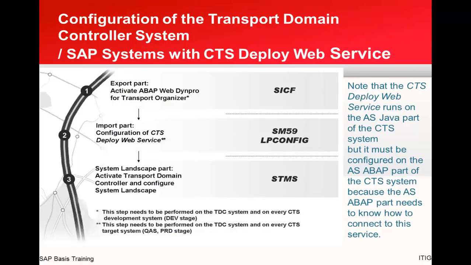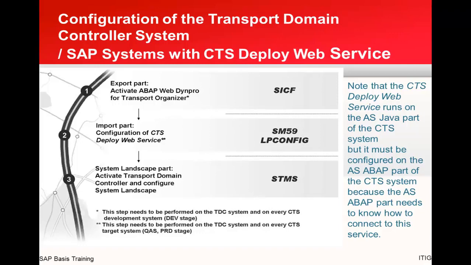Okay, now let's see the key steps for the configuration of the transport domain controller SAP system with CTS deploy web service. Just note that the CTS deploy web service runs on the AS Java part of the CTS system, but it must be configured on the AS ABAP part of the CTS system, because the AS ABAP part needs to know how to connect to this service.